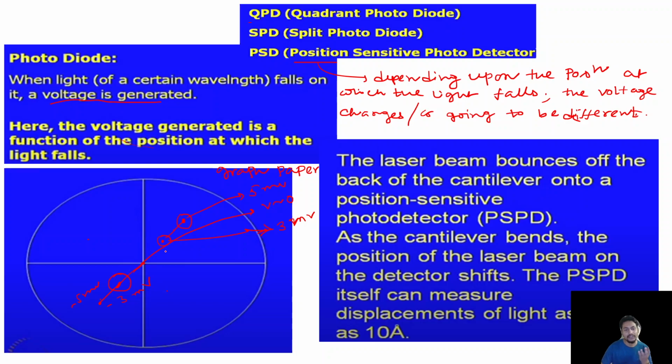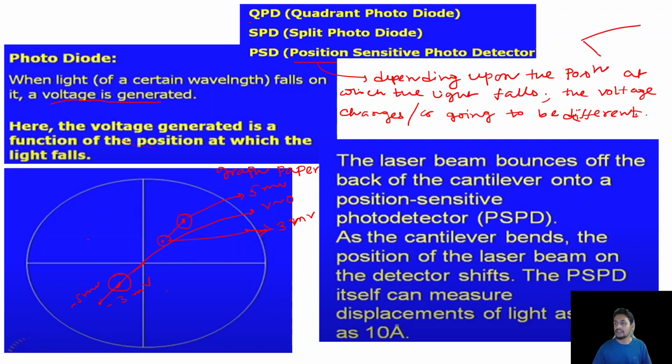And so if we measure the voltage, we can clearly say what the position of the light is, and that position of the light depends upon the bend of the cantilever. So in turn, we can tell about the topography, about the structure of that surface, right? So that is what the laser beam does. And normally how it is actually occurring, you can clearly see.